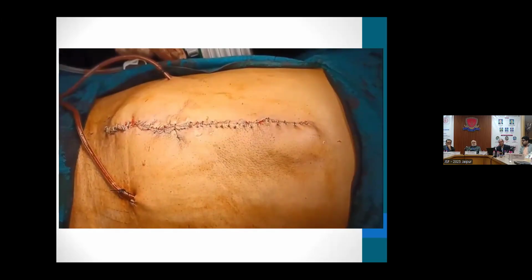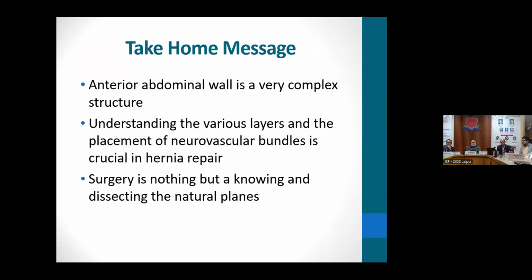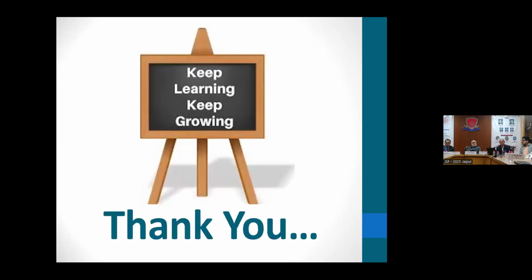So these are the various methods by which we can close the anterior abdominal wall. Knowing the anatomy and the various planes of the anterior abdominal wall will tell us which plane to use for placement of such complex hernias. The anterior abdominal wall is a very complex structure. Understanding the various layers and placement of the neurovascular bundle is very crucial in hernia repair. And surgery is nothing but knowing and dissecting the natural planes which God has created for us to be opened up. Thank you.